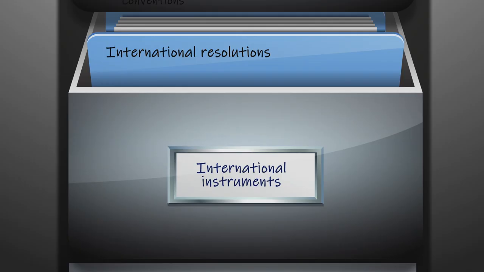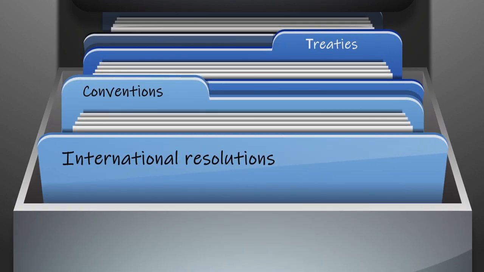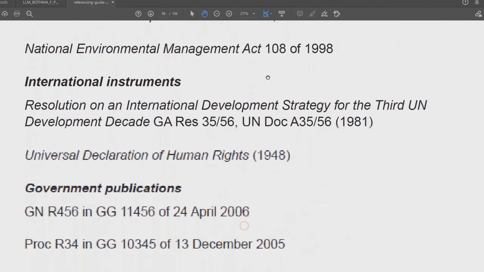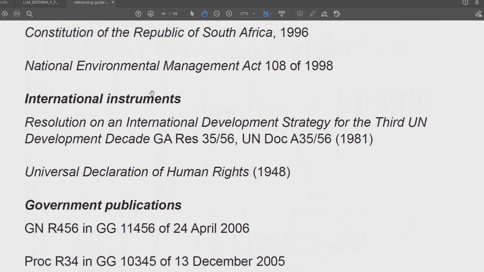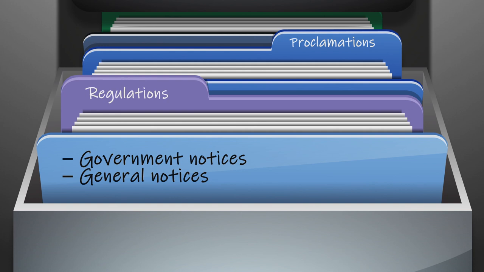Let's move to the fourth drawer, international instruments. In this drawer, you will find international resolutions, conventions, and treaties. Although most of these documents are found on the internet, they should be listed under the heading International Instruments and not Internet Sources. The next drawer contains government publications.